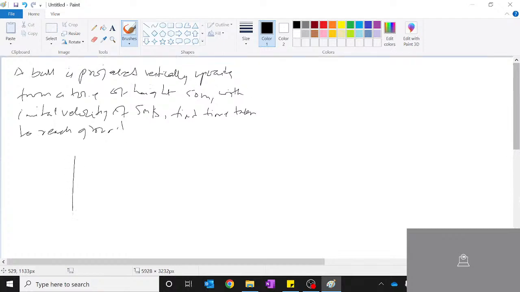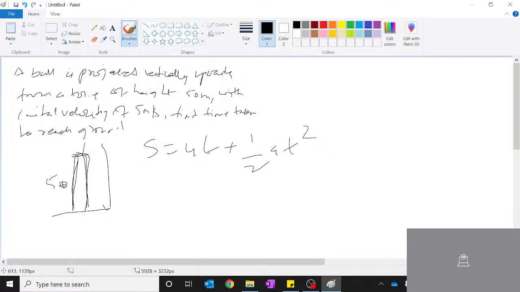Given the question, I have a building of 50 meters, right? A ball is thrown with an initial velocity of u. Find the time taken to reach the ground. Like I have told you, all you have to do is s is equal to ut plus half a t square. s is nothing but the displacement of this ball from this point to the ground, which is 50 meters. And tell me the direction of s.